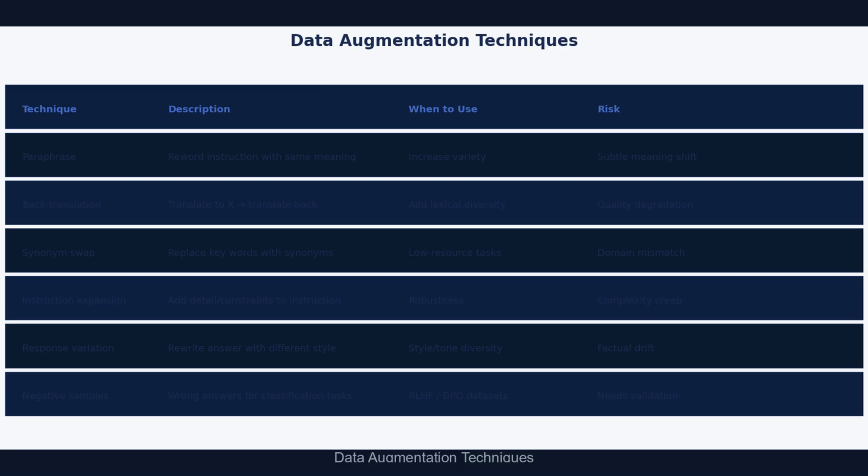Response variation rewrites answers in different styles, promoting tonal diversity but risking factual drift if the rewrite changes the substance. Negative samples provide intentionally incorrect answers for classification tasks, which is essential for RLHF training. Each technique has a specific use case. Don't apply them indiscriminately. Match the technique to the problem you're trying to solve.